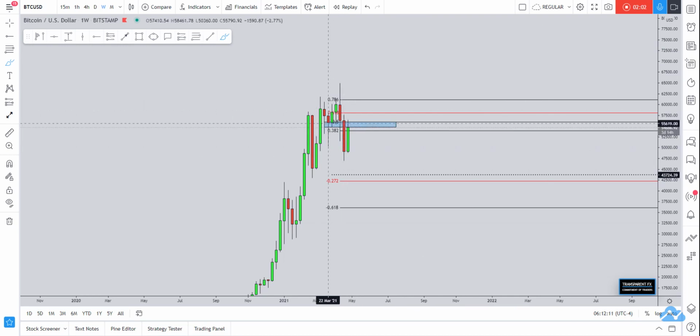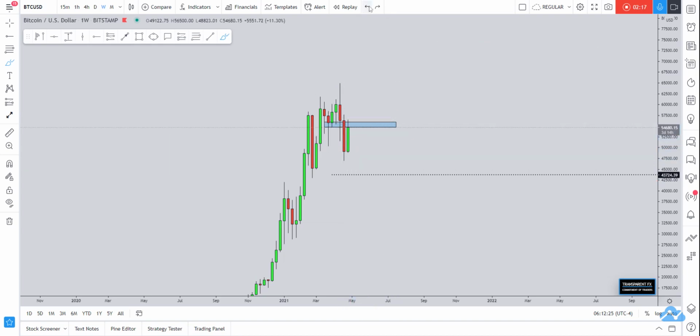And the same resistance is currently in confluence with this previous support here, which, now that the market has broken it to the downside, is turned resistance, meaning that we actually have a confluence of resistance in this area that we do expect the market to reject to the downside.